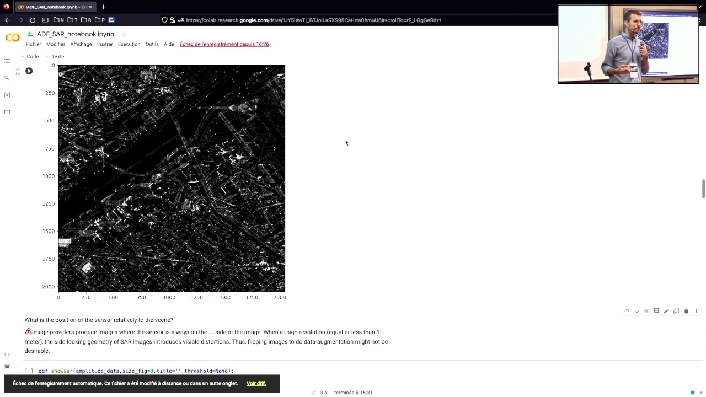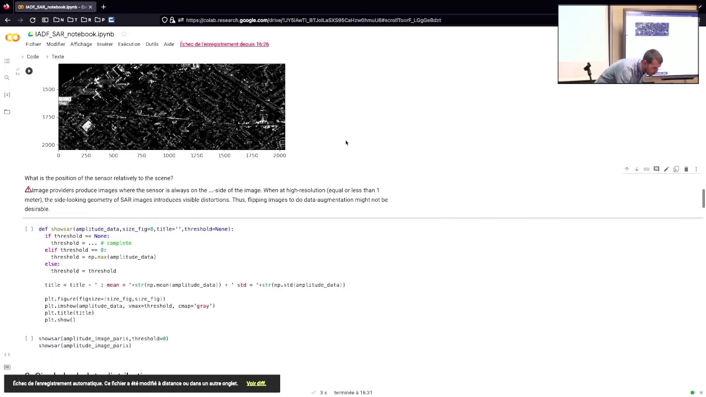So I wouldn't advise you to apply some flipping to augment your data if you are interested in capturing the geometric information of the SAR image, because you're not going to augment your data. You're just increasing the complexity and inducing some invariances that in fact are not true, because then for practical applications, you will always see images where the sensor is on the left. So you don't want your network to learn something that is not true in the real world.